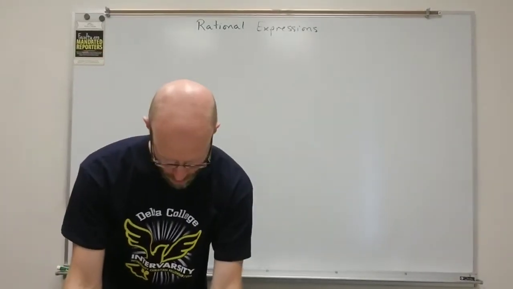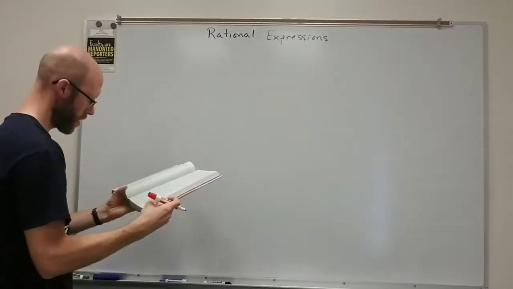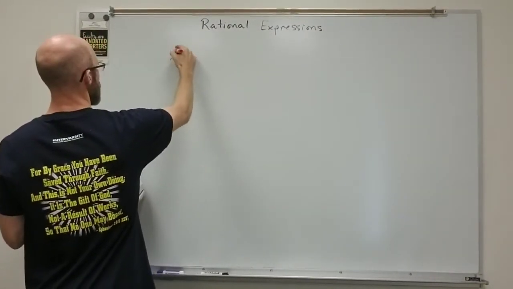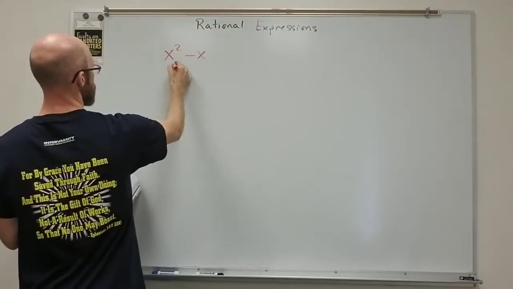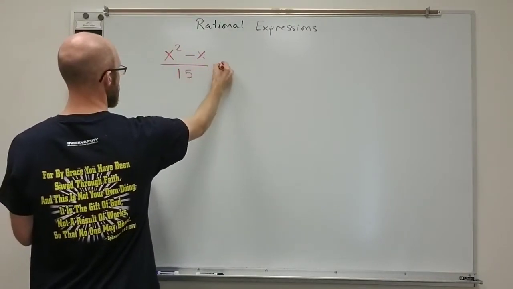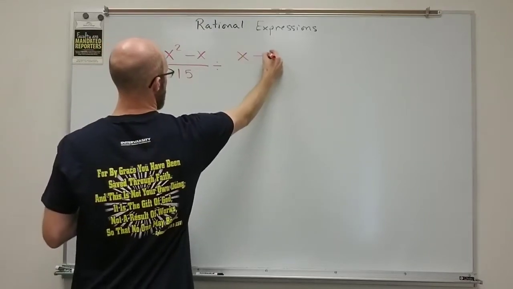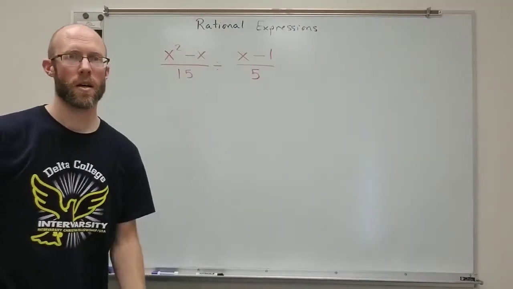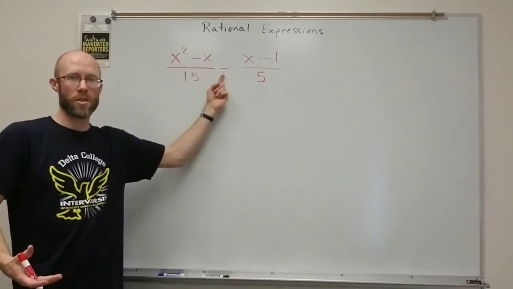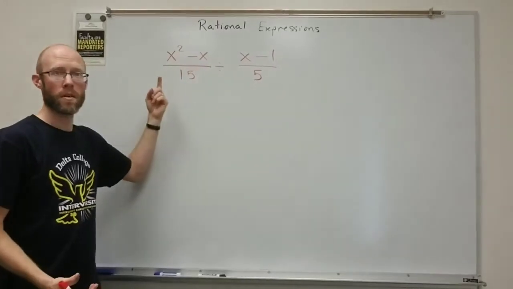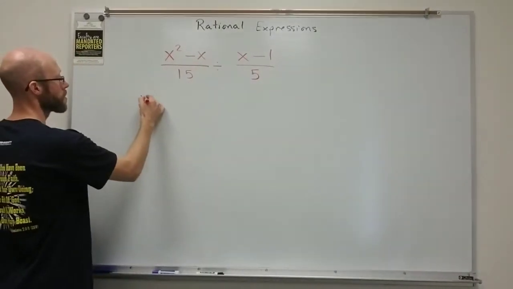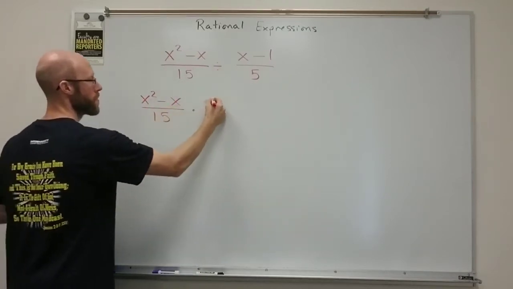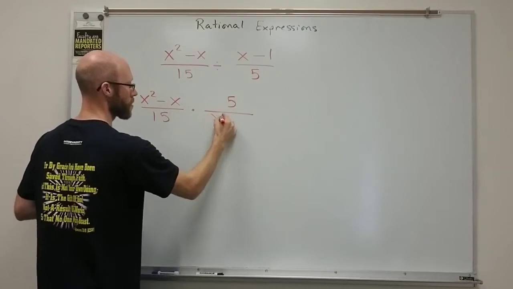Okay, so I'll grab a couple examples off the book here. We could do something like x squared minus x over 15 divided by x minus 1 over 5. Okay? Again, it's a division problem. My first step should be copy dot flip. Okay, so that would be copy on the first fraction, change to a times, and then flip the second fraction.